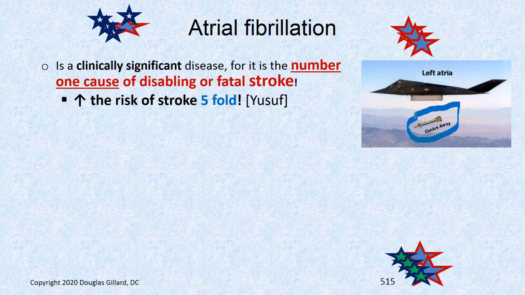So it's the number one cause of disabling stroke or fatal stroke in America. Let me say that again. Atrial fibrillation is the number one cause of disabling stroke or fatal stroke in this country. And it increases the risk of having a stroke five times greater than the average bear would have.